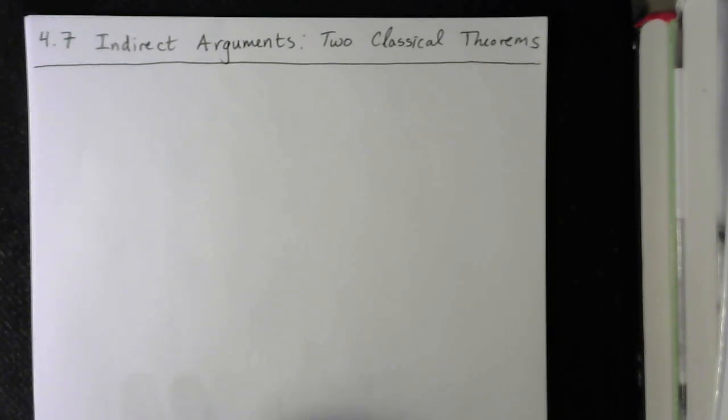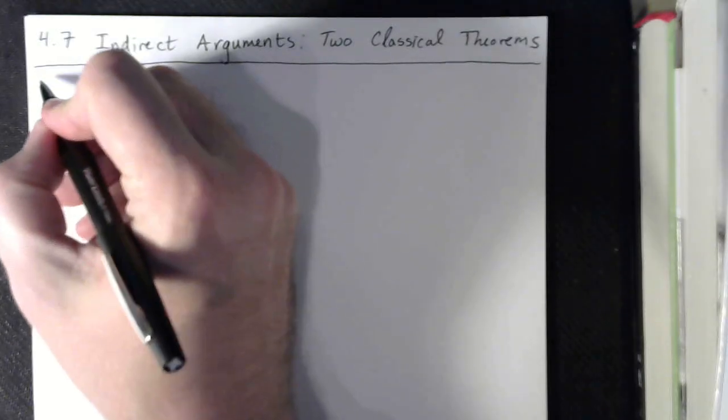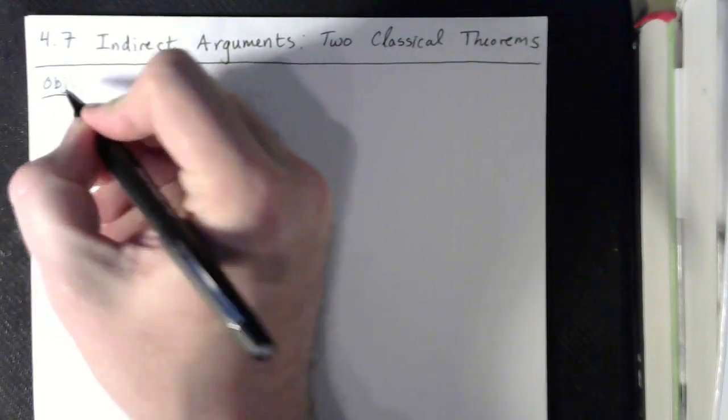All right, guys. So this is our first one here, testing this out. We're talking about section 4.7, indirect arguments, and we're going to be looking specifically at two classical theorems. These are two things that we know for sure. So our objectives in this section.